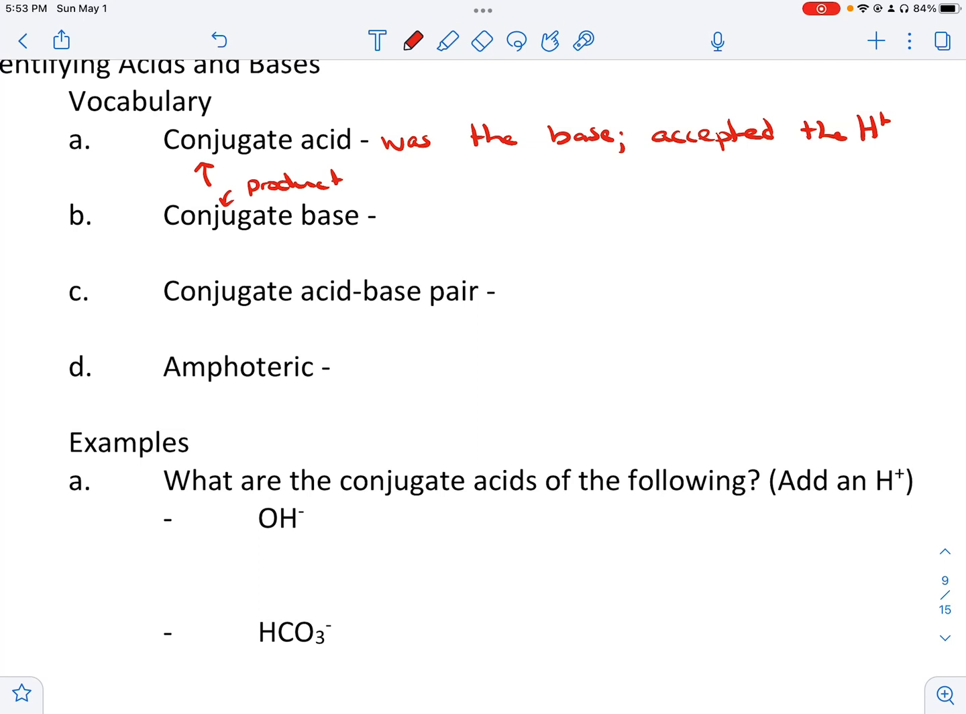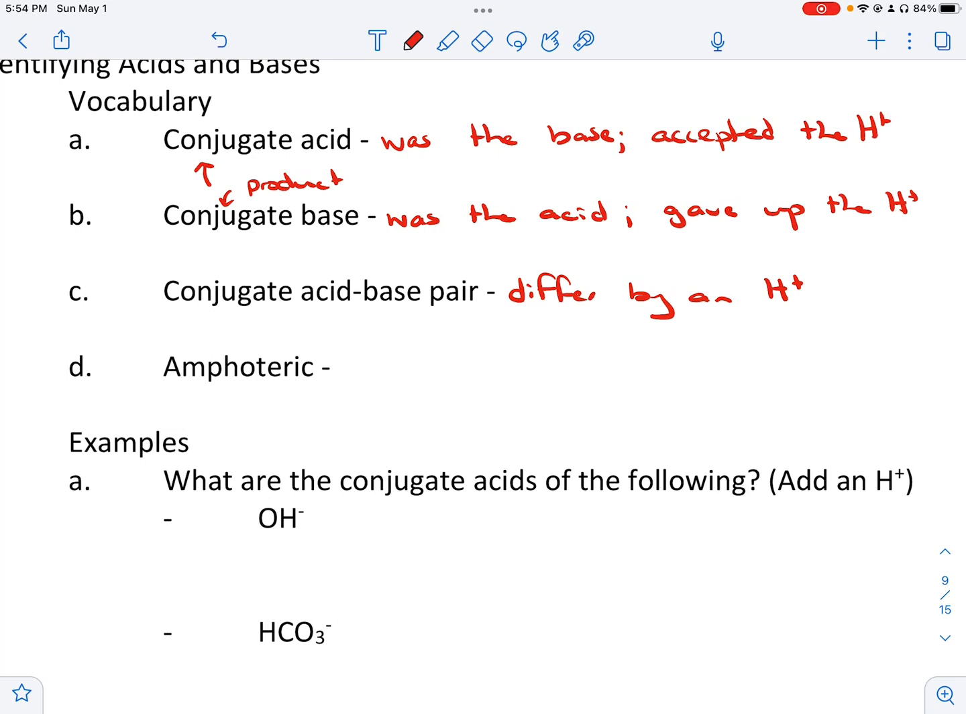Then we have our conjugate base. You guessed it, it was the acid, and it's the one that gave up the H+. And then we have a conjugate acid-base pair. These only differ by an H+. So the only way to change it is an H+ difference. You either add an H+ or you take away an H+, and that makes it a conjugate acid-base pair.